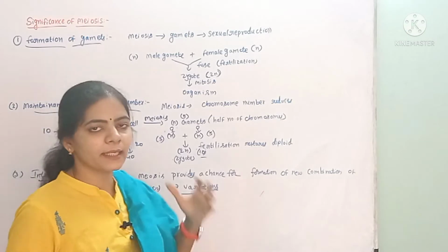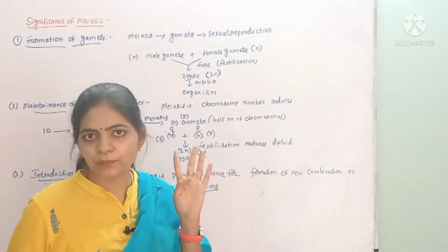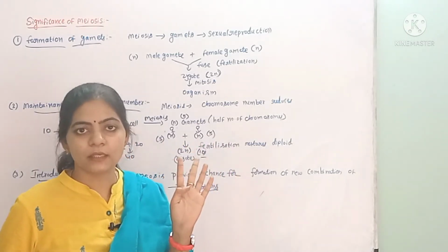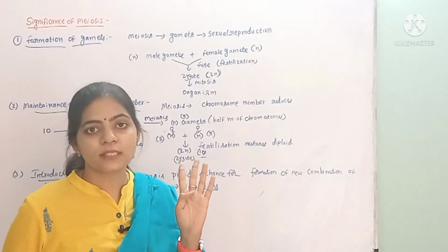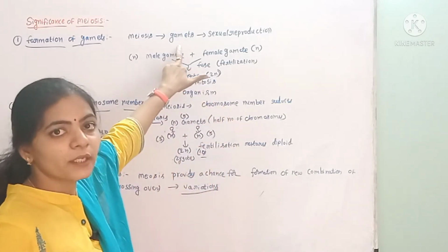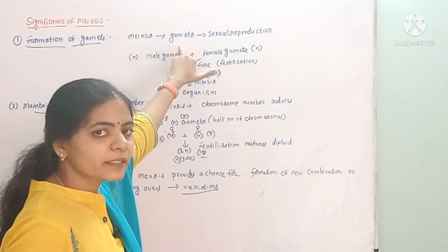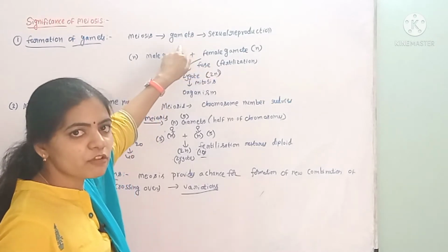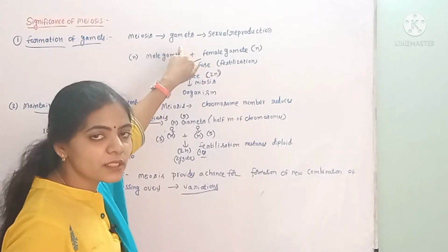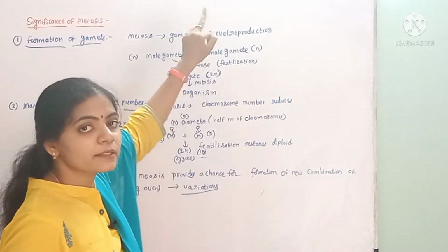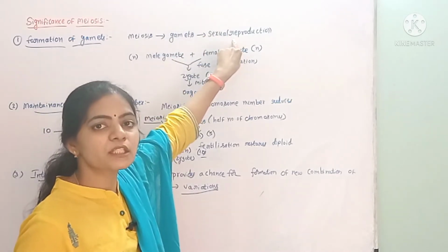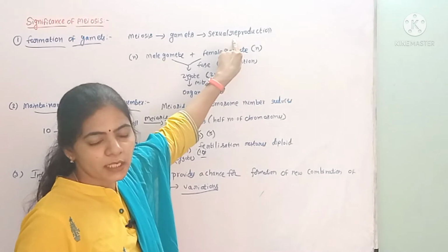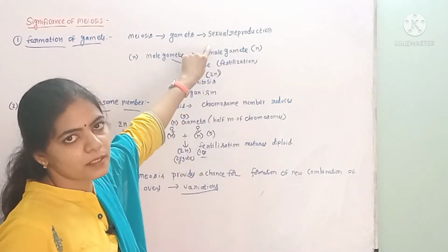In meiosis, at the end, four daughter cells are formed from the diploid cell, right? Those four haploid daughter cells, what are we calling them? We are calling them gametes. That means gametes are produced by means of meiosis only. And how are these gametes useful? These gametes participate in sexual reproduction. In sexual reproduction, these gametes are a must.